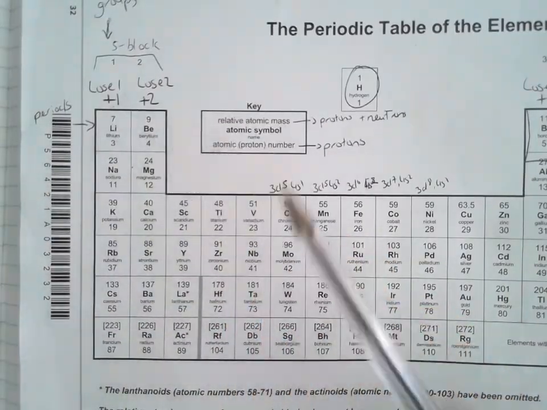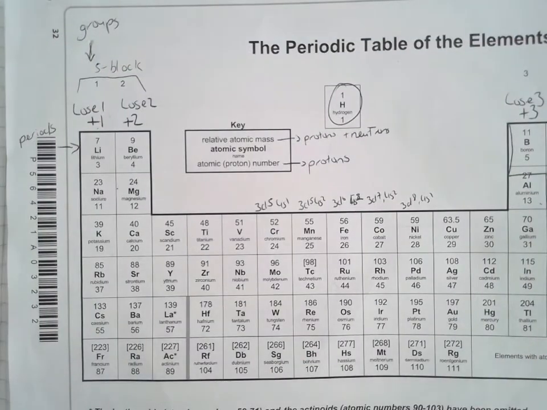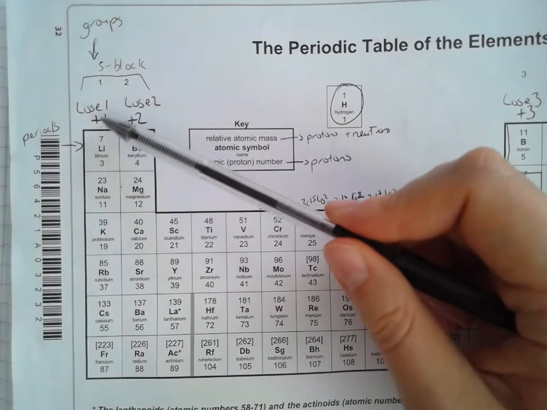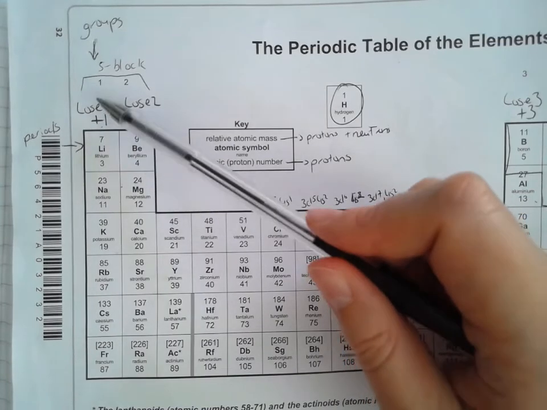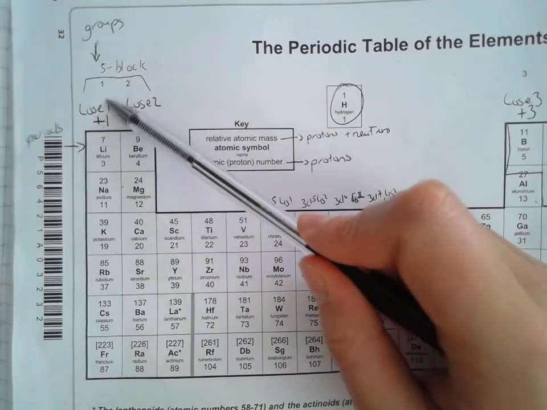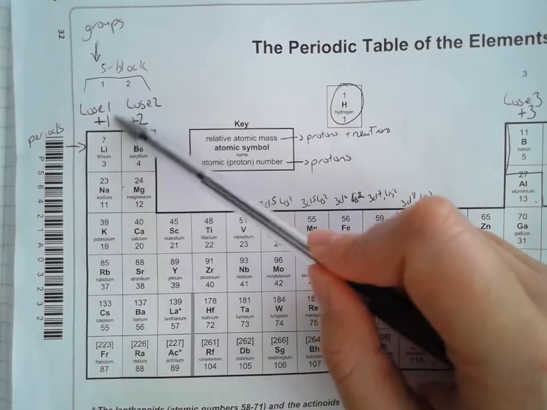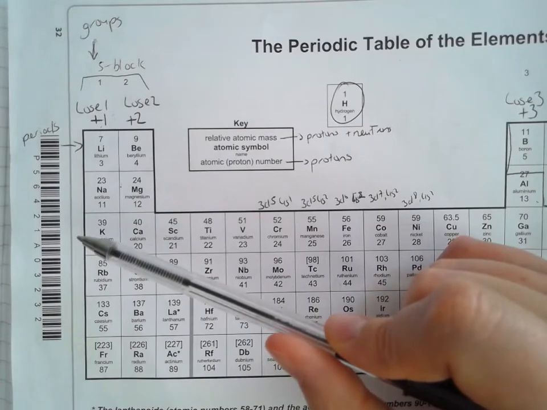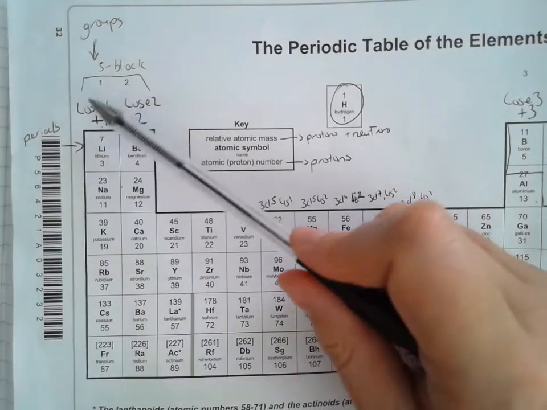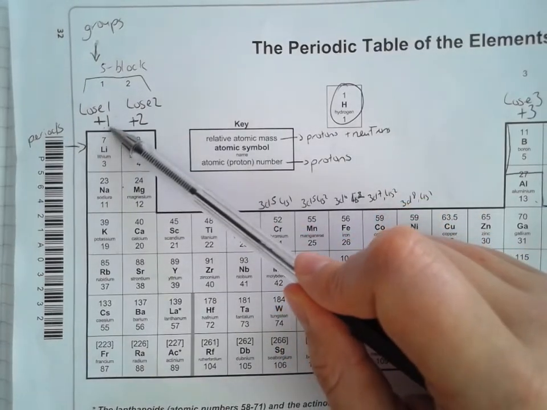Okay? You'll also see on my own periodic table, I've got charges above the groups. That's because if elements have the same number of electrons in their outer shells, they're also going to react in the same way. So for example, all of your group 1 metals have 1 electron in their outer shell. They will all lose 1 electron, and they will all form +1 ions. So lithium will form +1, sodium will form +1, potassium will form +1.